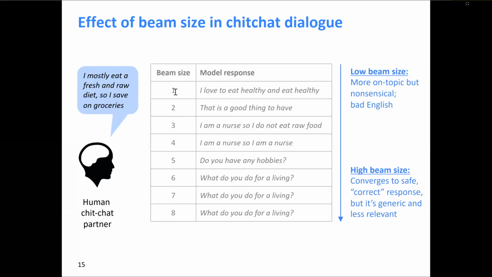When you set the beam search size to be 1, you can see that the response is more specific and more focused on the topic, but it's bad English, not that fluent, and doesn't follow the grammar, etc. But if you increase the beam size, it converges to a safer and more general response, like, what do you do for a living? But it's not very relevant to the previous question or conversation. So you need to select the right beam size for decoding.